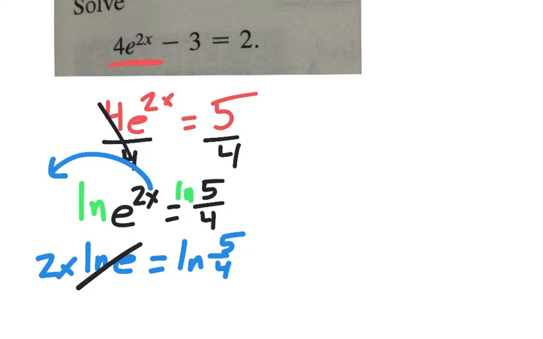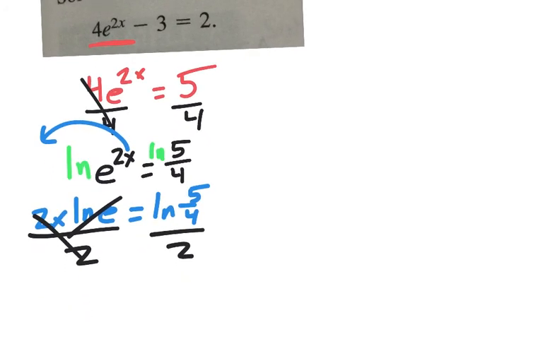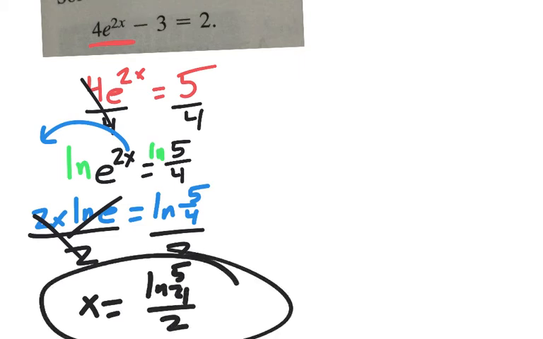So that cancels. And now to get x by itself, it's being multiplied by 2. So I'm going to divide both sides by 2. So I get as an answer x equals the natural log of 5/4 over 2. If it asks me for an exact answer, this is the exact answer. Okay, I can't simplify that anymore. If it asks me for a decimal answer, I'm going to put that in my calculator, and it comes out to approximately 0.11 when I round.